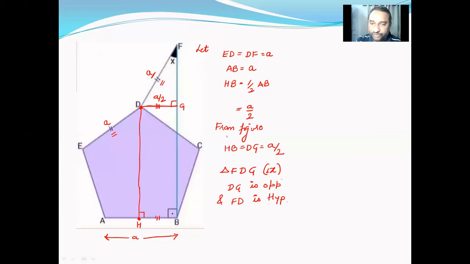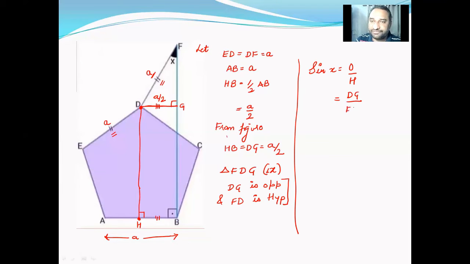So we need to find the relation between the hypotenuse and the opposite side. It is very simple. We can use the sine of the angle. So I can say that sine of X is equal to opposite by hypotenuse. What is opposite? Opposite is DG divided by hypotenuse.